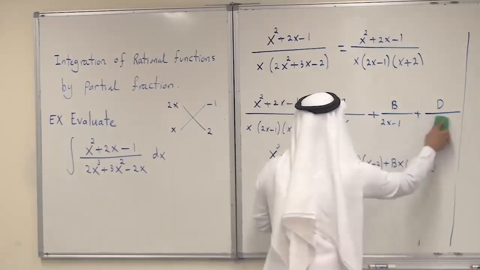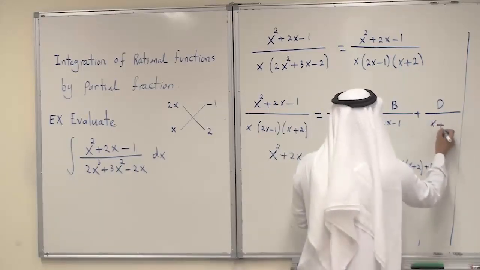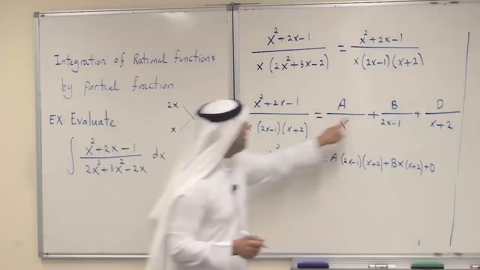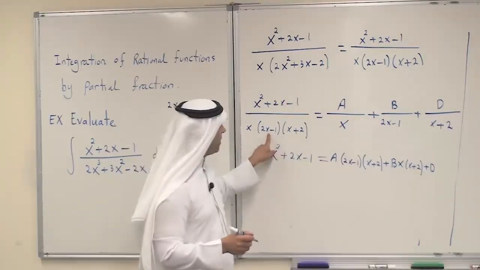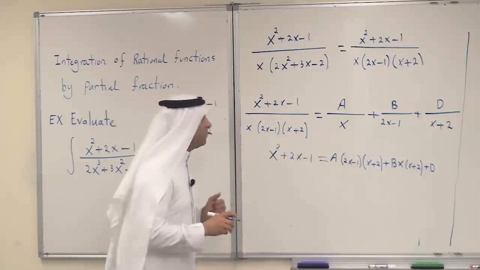Instead of 2x minus 1, this is supposed to be what? This is supposed to be x plus 2. Made a mistake here. Yes, we'll modify it. Here it is a over x plus b over (2x minus 1) plus d over (x plus 2). That's the partial fraction decomposition form.